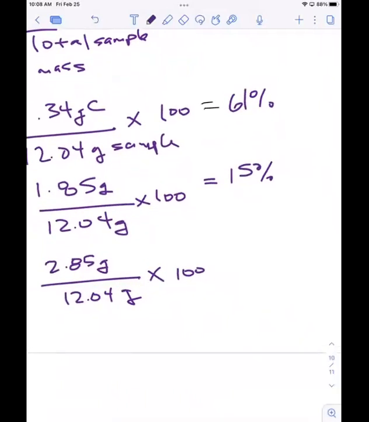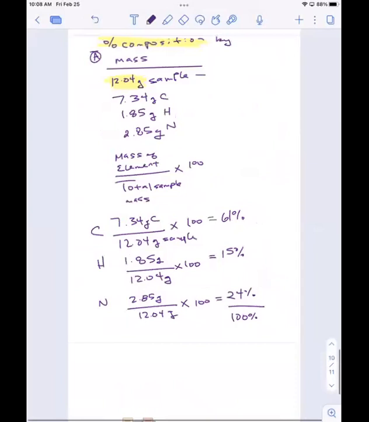So let's see, we get 2.85 divided by 12.04. Yep, 24%. Right, because it's got to total up to 100%. All right, so when we're doing percent composition like this, if you have the masses of each element and you have a total mass for the sample, you just divide, again, the part by the whole.